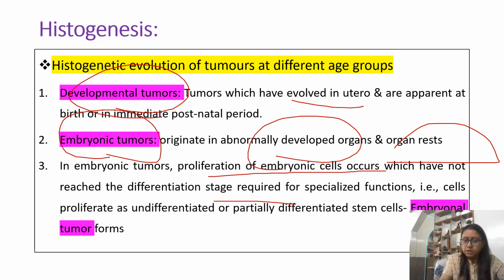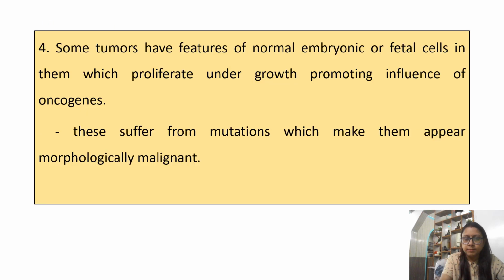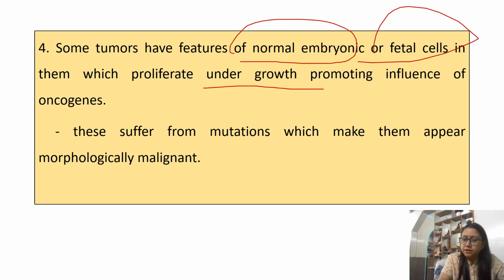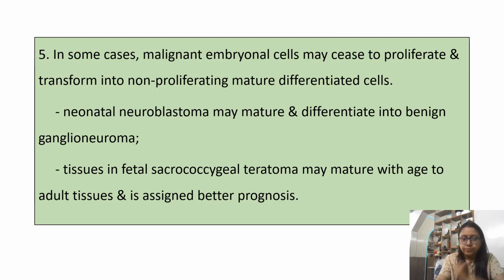differentiation stage. The cell is arrested before reaching the differentiation stage, and then these cells proliferate as undifferentiated or partially differentiated stem cells. That is the basis for your embryonal tumor forms. Then some tumors have features of normal embryonic or fetal cells in them, which proliferate under the growth promoting influence of oncogenes. So these suffer from mutation which makes them appear morphologically malignant. So these are some basic histogenesis facts you have to remember.